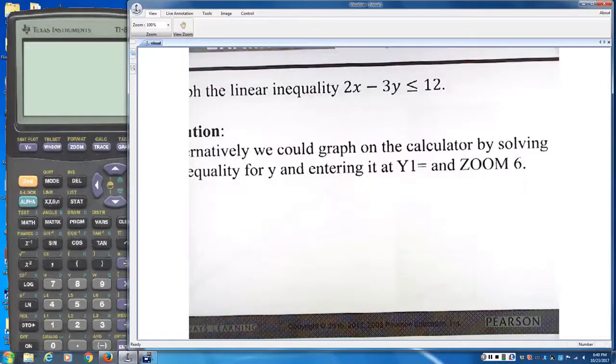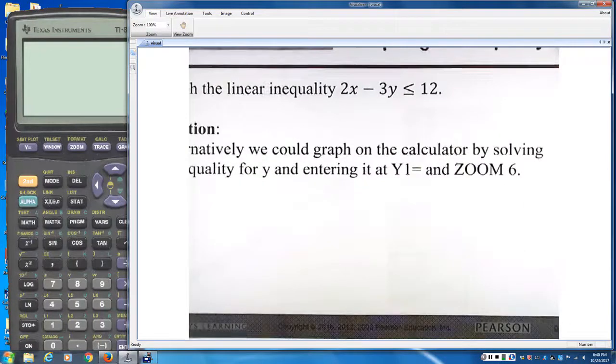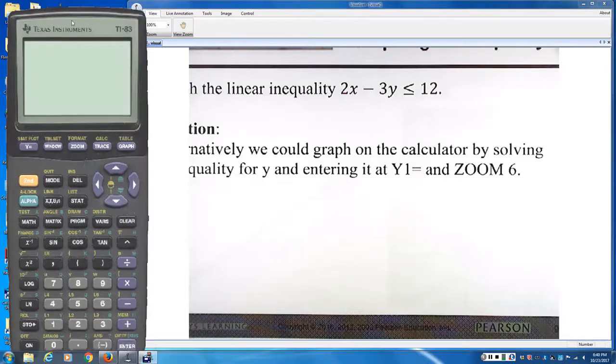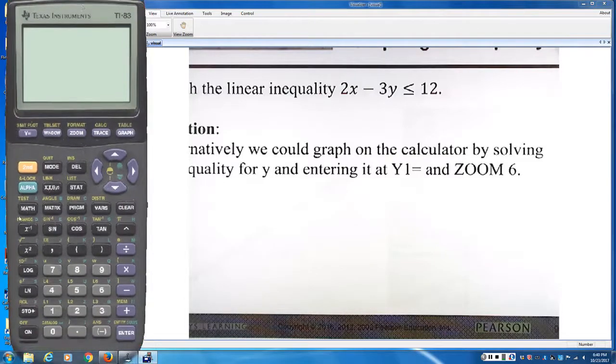Now, alternatively, you can check your graph on the calculator, and I am going to show you how to do that. Only I have kind of a lazy way of doing this. I don't like having to solve equations for y, because I might mess up. So I know 2 steps I can do that I'm pretty sure I won't mess up.